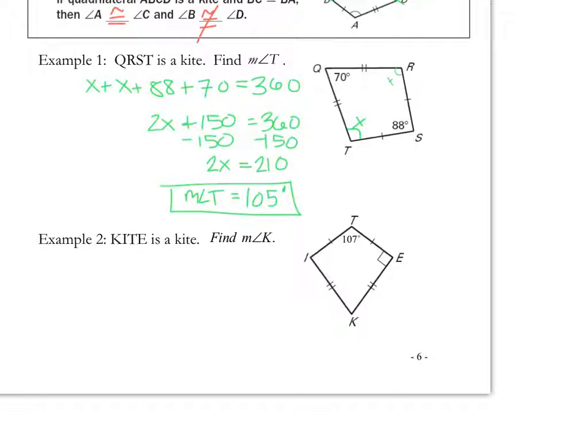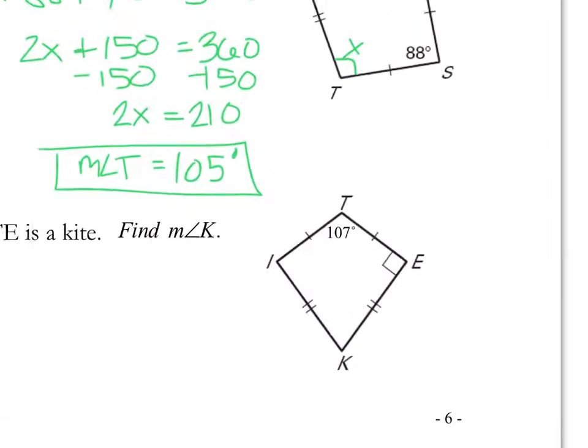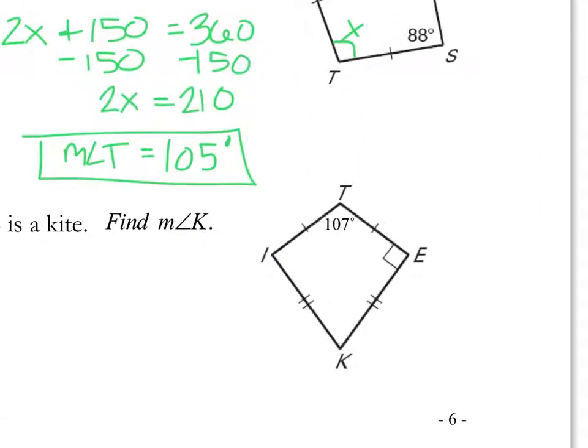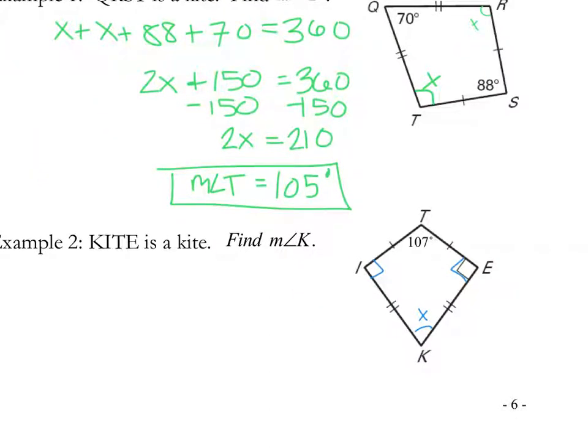Alright, so now this one says find the measure of angle K. So I need to find this angle, which is my x. Now I need to figure out what I is. Well, if E is 90, then I is 90. So I'm going to do the same thing. So x plus 90 plus 90 plus 107 equals 360.